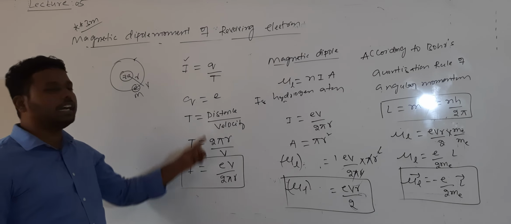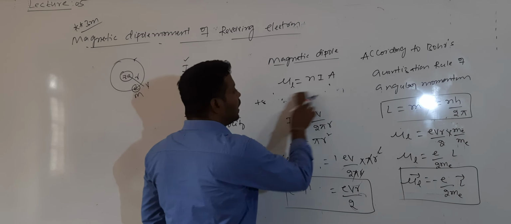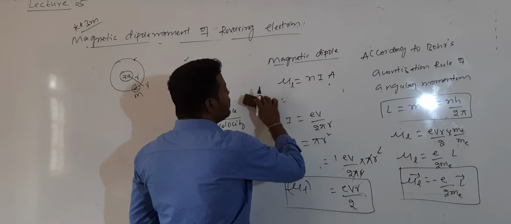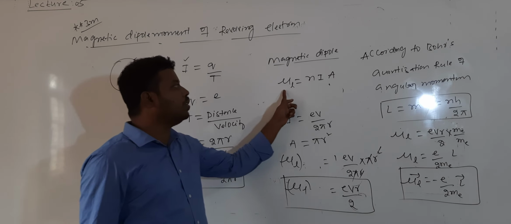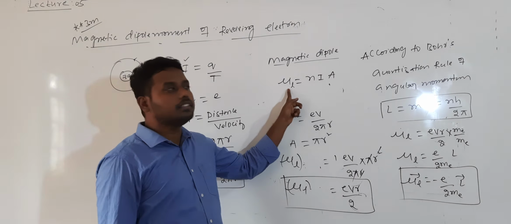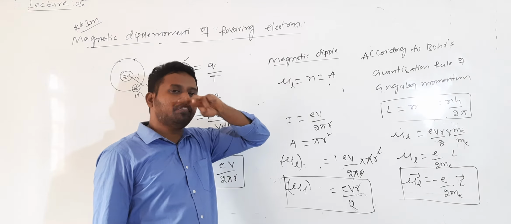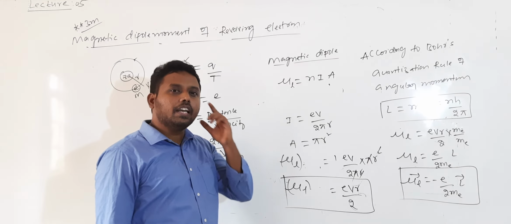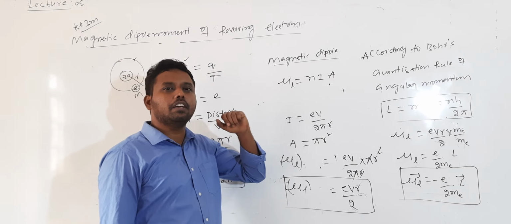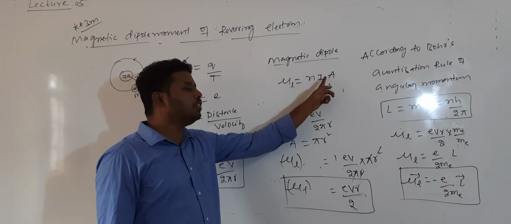First we calculated the current, then we want to calculate the magnetic moment. Here I will take the hydrogen atom. So mu L is equal to n into I into e. This mu L is called the magnetic dipole moment. Generally two angular momenta will be there: orbital angular momentum and spin angular momentum, which is because of spinning.